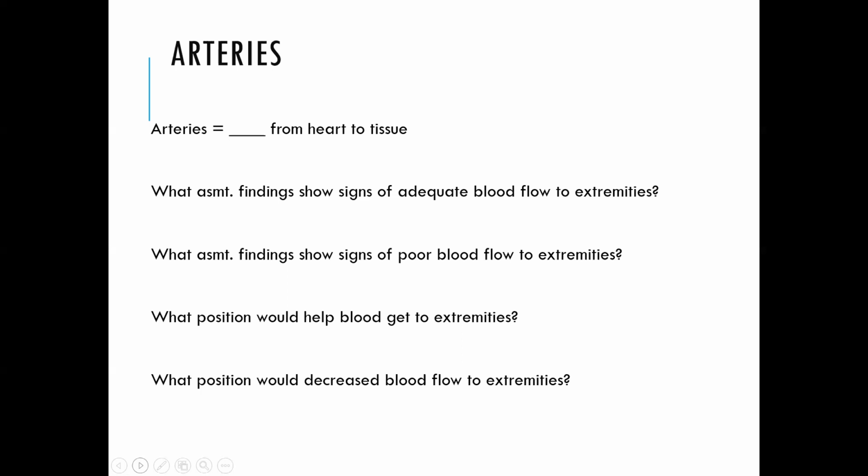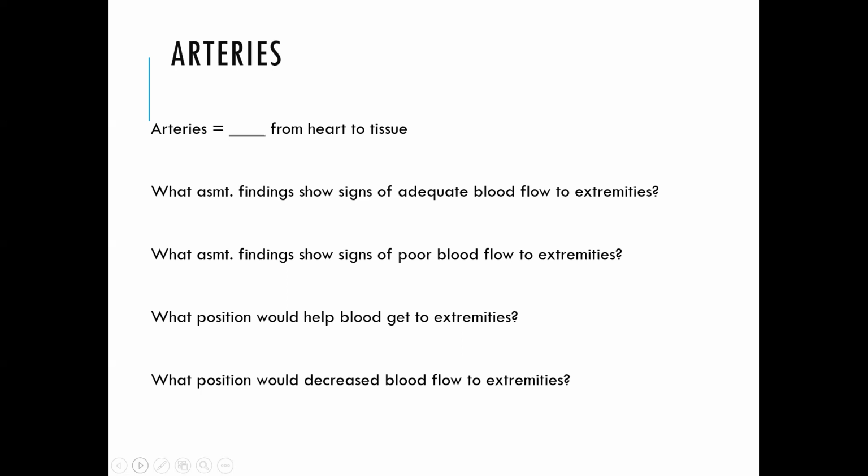What position would help blood get to an extremity? The dependent position is going to help blood flow get to an extremity. Let's think about why. So what holds us to the earth? Gravity, correct? So gravity is going to help pull the blood flow in the position. So if you put the extremity down, gravity is going to pull the blood flow towards the fingertips or towards your toes.